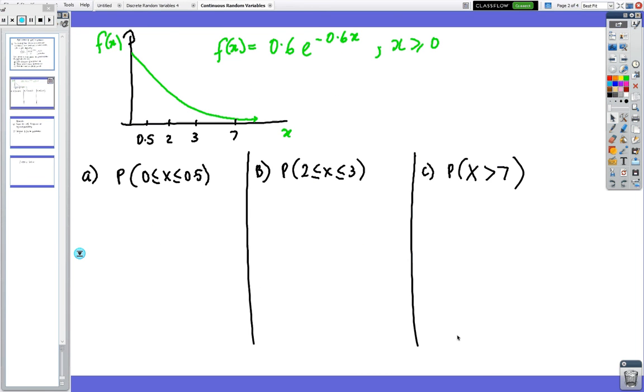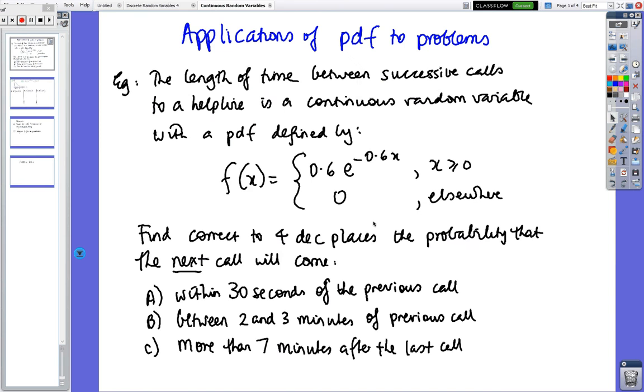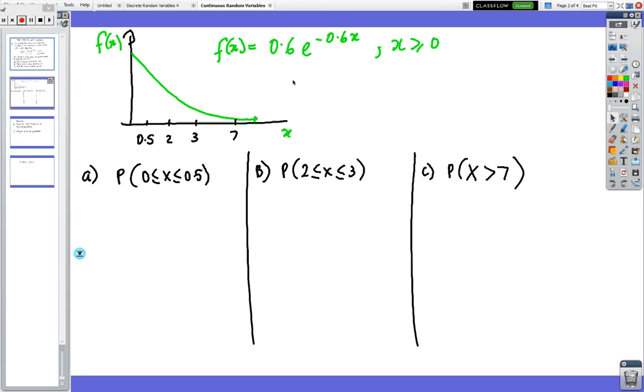Okay, so I've got the formula, just making sure I've copied it down right: 0.6 e to the minus 0.6x. So the sketch is exponential, it's decaying, so it's going to go backwards. When x equals 0, e to the 0 is 1, so that value is 0.6. In the first question, it talks about less than 30 seconds. So what this first question is asking is what is that area?